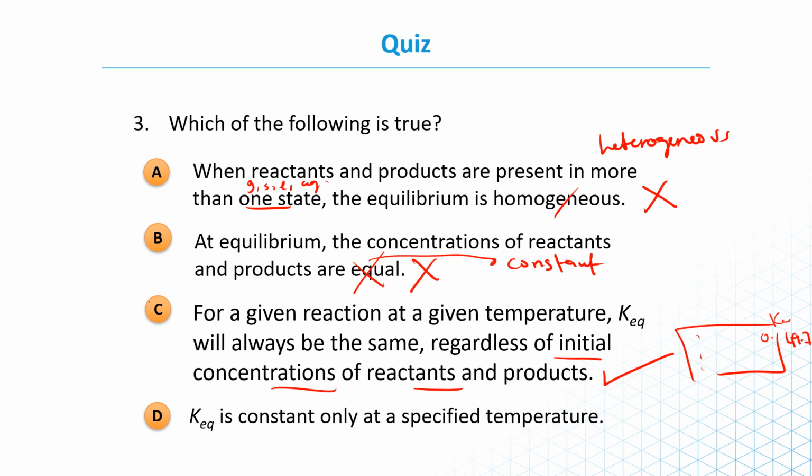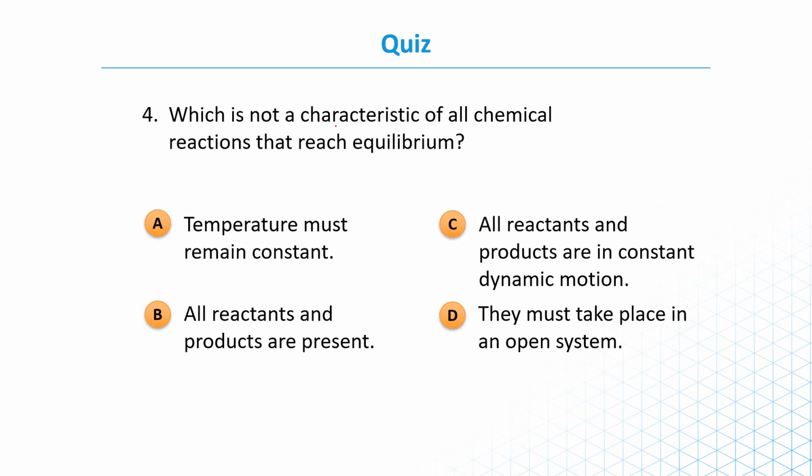Okay, but what we talked about, excuse me, guys, what we talked about or the main point is point number C, which is not a characteristic of all chemical reactions that reach equilibrium. Not a characteristic. Okay, يعني مش خاصية من الخصائص. Temperature must remain constant هذه صح، هذه خاصية it is a characteristic, so this is the wrong answer. All reactions and products are present, that is true, so this is not the answer. All reactants and products are in constant dynamic motion, that is true, so this is not the answer.